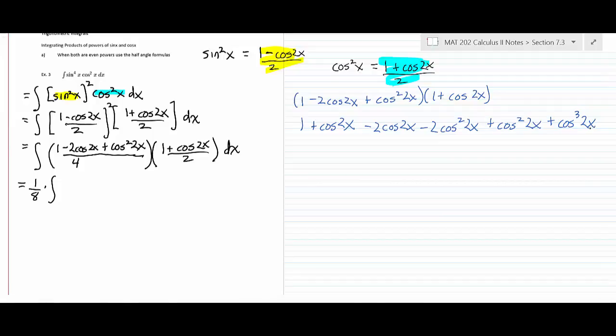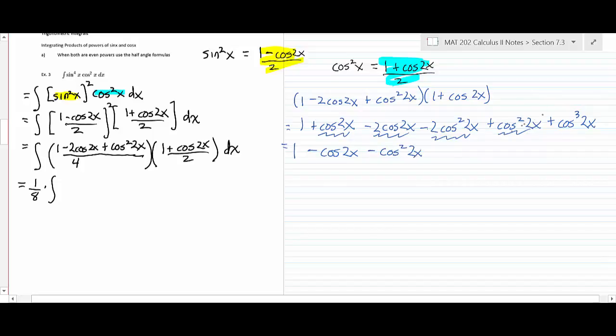Okay. Now let's see if I've got any like terms. Do I have any like terms? It looks like I have a couple of things here. So when I do this, I've got 1. These are like terms, so that's going to be minus cosine 2x. Those go together. These right here go together. So that's minus 2 plus 1, so that is minus cosine squared of 2x. And then that last one is cosine cubed of 2x, like that.